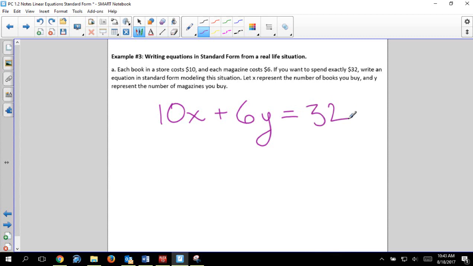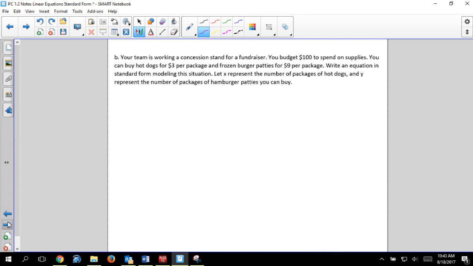Okay. Last one. Your team is working a concession stand for a fundraiser. You budget $100 to spend on supplies. You can buy hot dogs for $3 per package and frozen burger patties for $9 per package. And we're going to model this situation. So we have a total of $100 to spend. There's our total. We got $3 per hot dog package plus $9 per burger package.